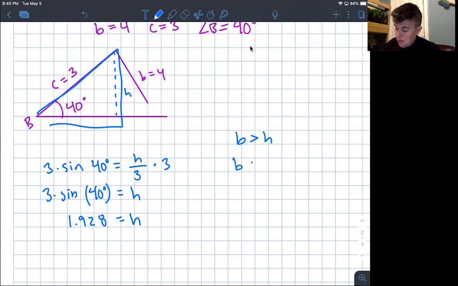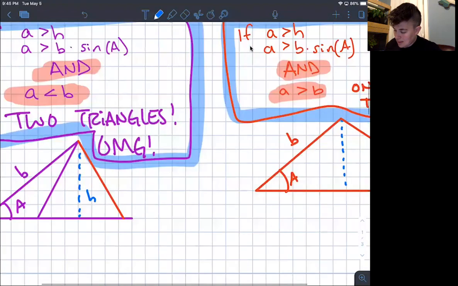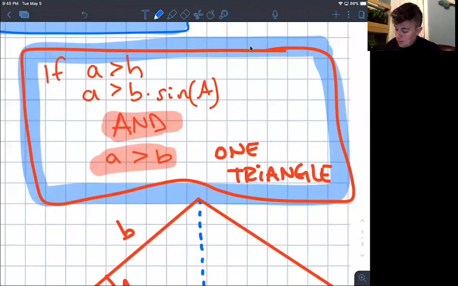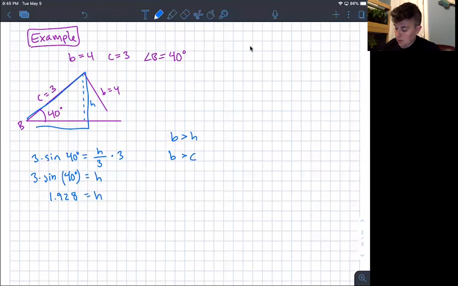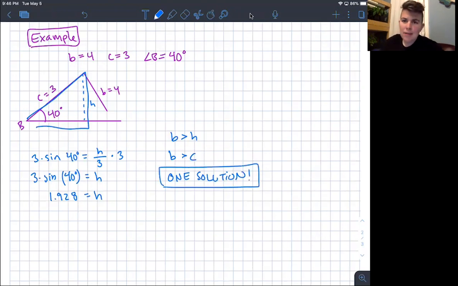Okay, so B is greater than C, which means it's going to be this one right here. So it's bigger than the height. The extra side is bigger than the height, and it's bigger than the other given side, which means I'm going to have one solution for this one. One solution. Yeah, piece of cake, right?